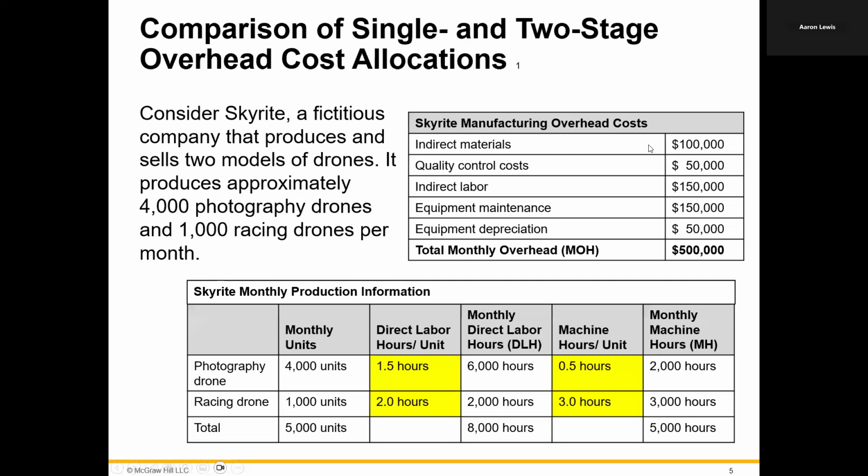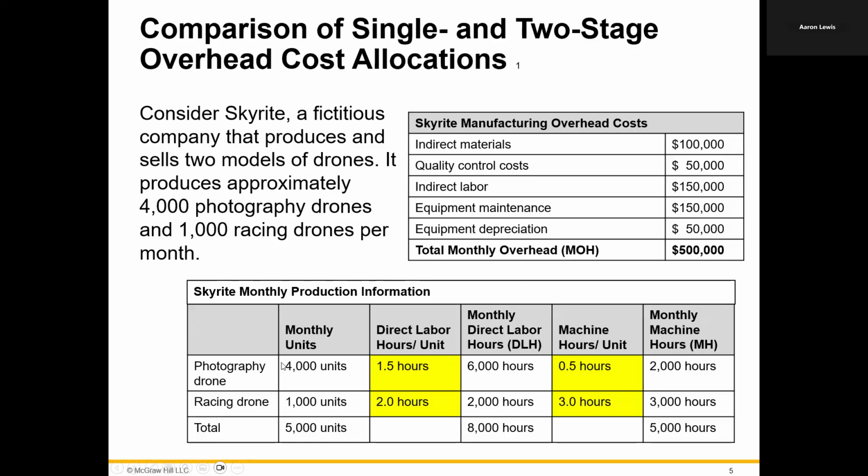So they've got $100,000 of indirect materials, $50,000 of QC costs, so inspection to make sure that nothing's defective, $150,000 of other indirect labor, $150,000 worth of equipment maintenance, so paying the repairman to go in and fix these things, all the lubricants that you need to keep the machines running, any bolts or nuts or whatever that come loose or snap that need to be repaired, all of that stuff would total up to $150,000. And then they're estimating that they're going to record $50,000 worth of depreciation on their equipment, so their total overhead would be $500,000.